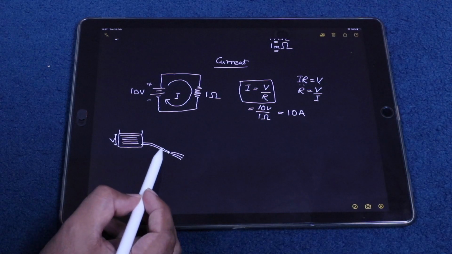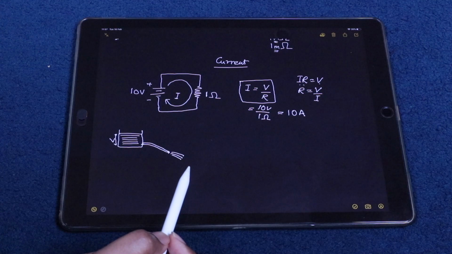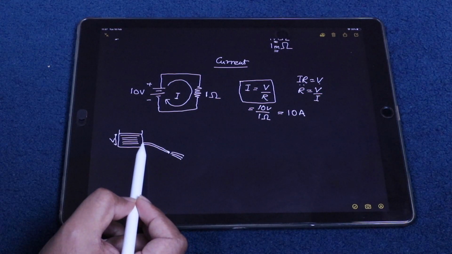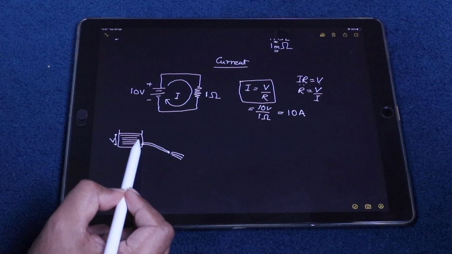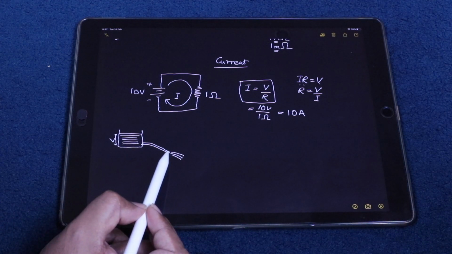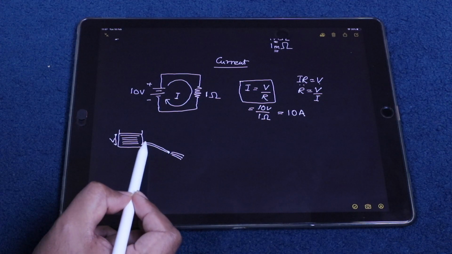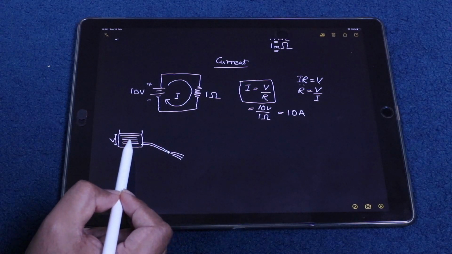Think of the thickness of the pipe as being the resistance. If you have a thicker pipe, what will happen? A lot of water will come out, right? So the flow of the water is the current. So the thinner the pipe is, the less the current is.